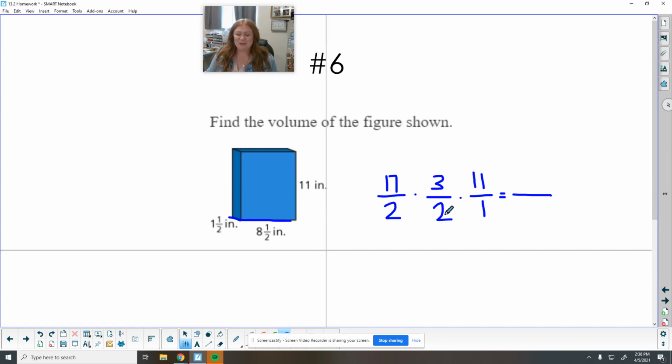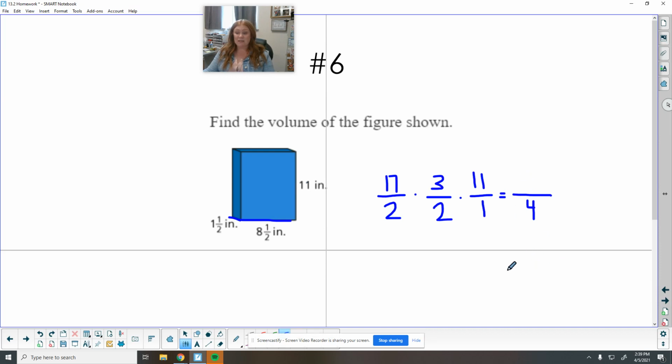So 2 times 2 is 4, times 1 is 4. Sorry, I added that one on. We're multiplying. So 17 times 3 times 11. 2 times 2 times 1 is 4. So whatever your numerator is, divide it by 4. That will tell you your final answer. And since it gave it to us in fractions, we can keep our answer as fractions.